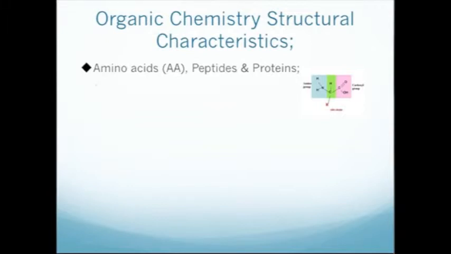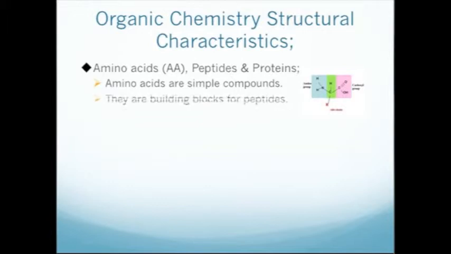But amino acids are basically pretty simple compounds when you get to the basis of them, and you'll see there's a red R below that. There are 23 amino acids, and the R is different in each one of them, but the basic two-carbon chain up there will be the same in all of them. They are the building blocks for peptides.